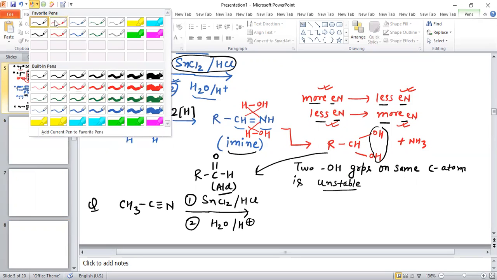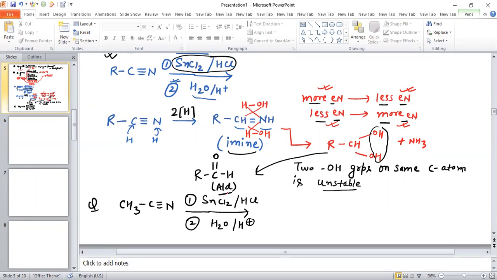This reagent, SnCl2 and HCl, will add nascent hydrogen. It will provide two nascent hydrogens, one hydrogen added on this carbon and one hydrogen added on this nitrogen atom. So it will form an imine. The compound formed is CH3 CH double bond NH.